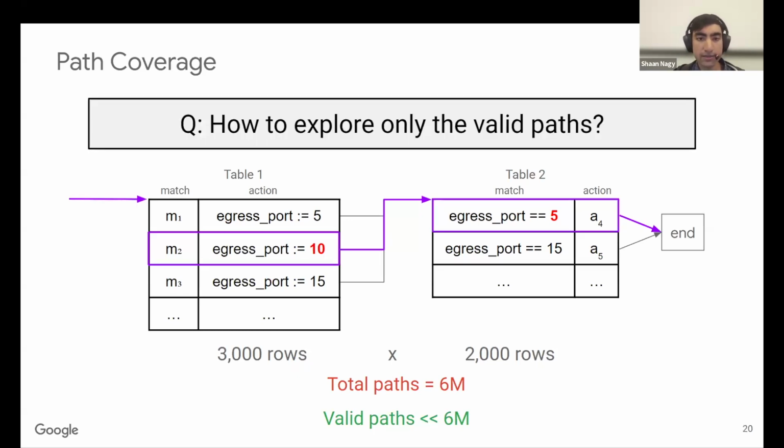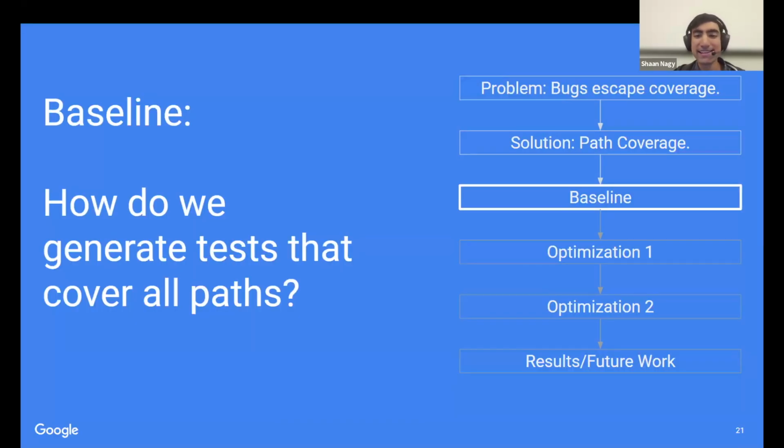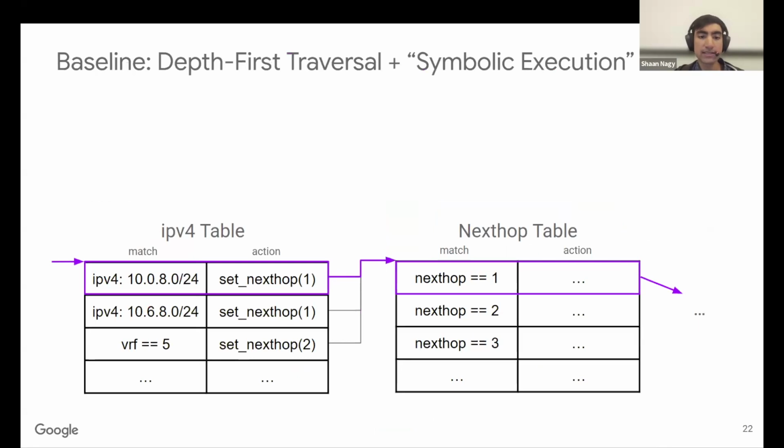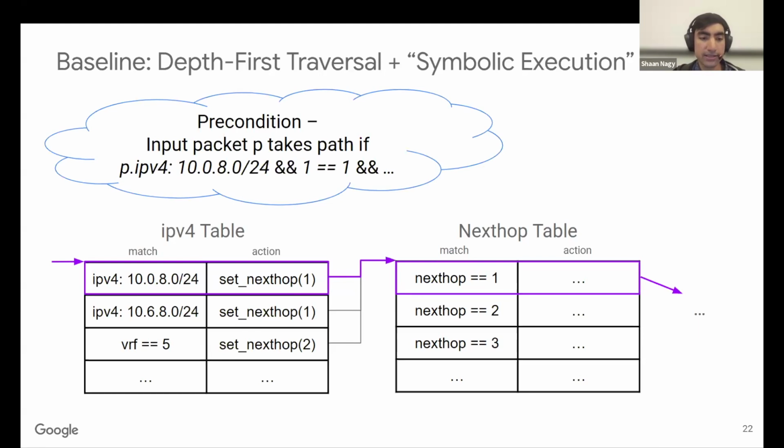So then the question becomes, how do we explore only the valid paths in an efficient way? So I'll tell you. We'll start with our baseline, and then we'll introduce some optimizations going forward. But the core of the technique is to essentially do a depth-first traversal of the P4 model, and along each path that we explore, we use this technique called symbolic execution to construct a logical formula called a precondition.